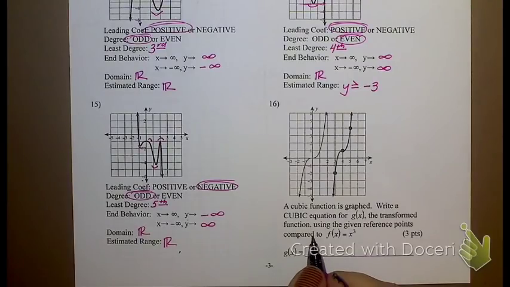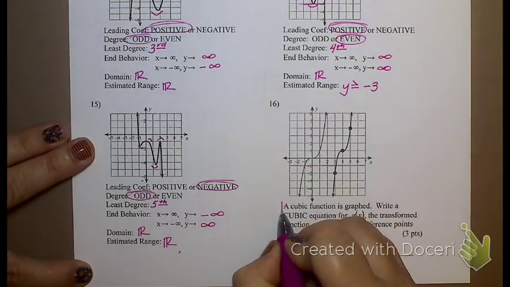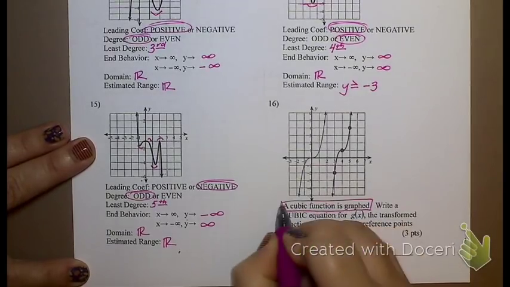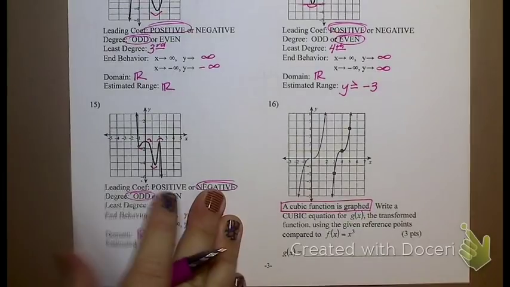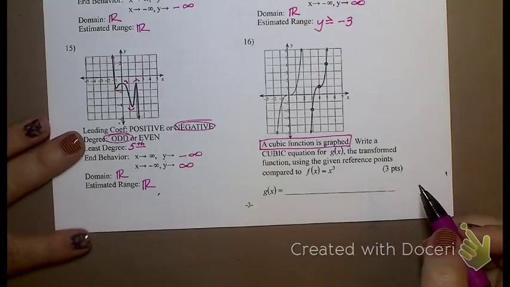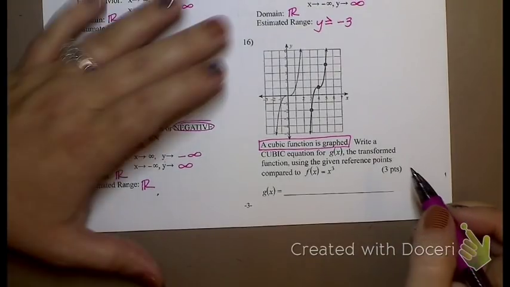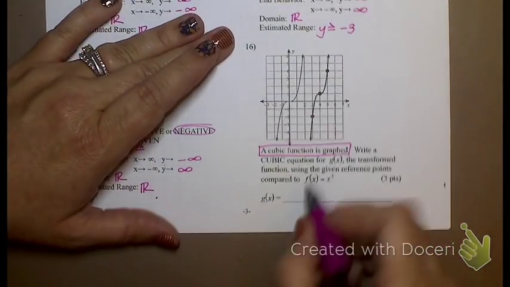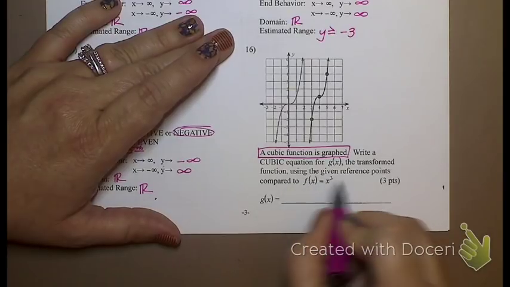All right, down to the last question. A cubic function is graphed. That statement right there tells me that instead of doing something like this with the f's in it, I'm taking the f out and I'm replacing it with what? A cubed. So no f in your answer here. Write a cubic function using the given reference points.